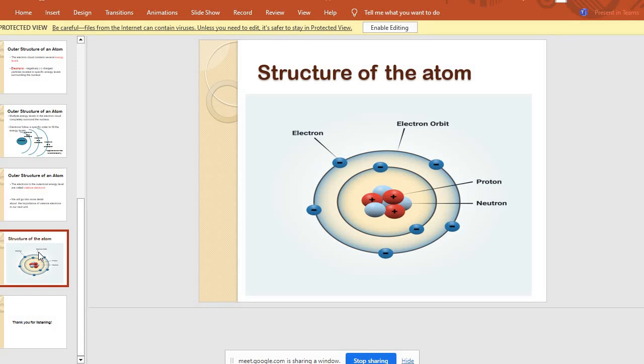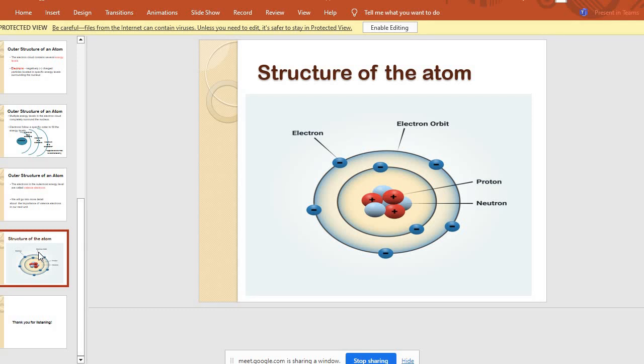Okay, thank you, Sylvia. So you've also looked at the inner structure of an atom and the outer structure of an atom. And you say that the inner structure of an atom contains the nucleus, which has the protons and the neutrons, and the outer structure consists of the energy levels and the electrons.